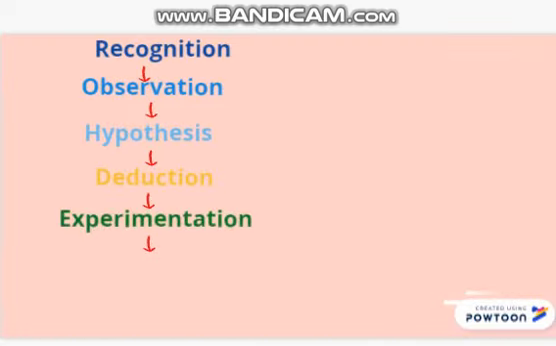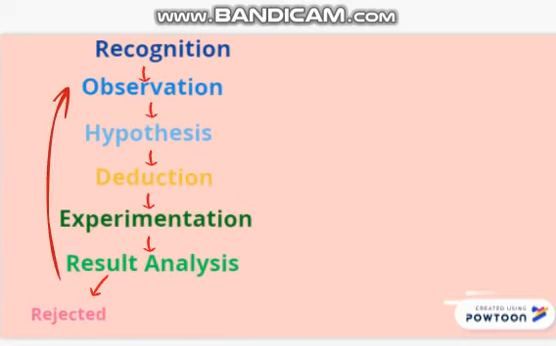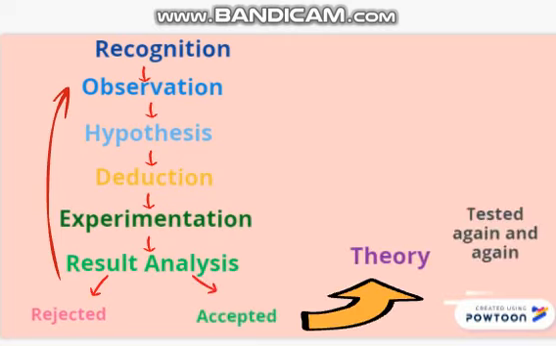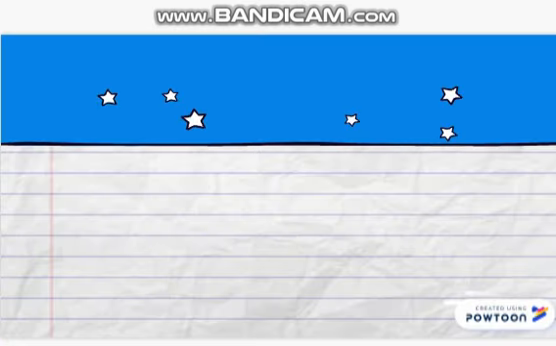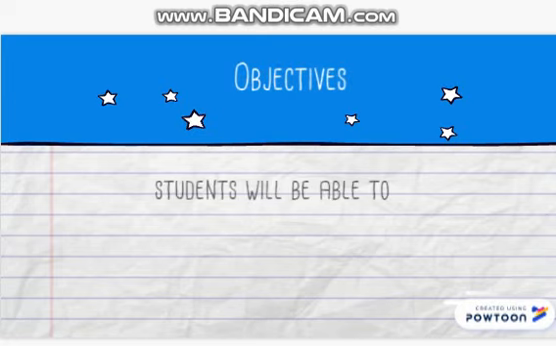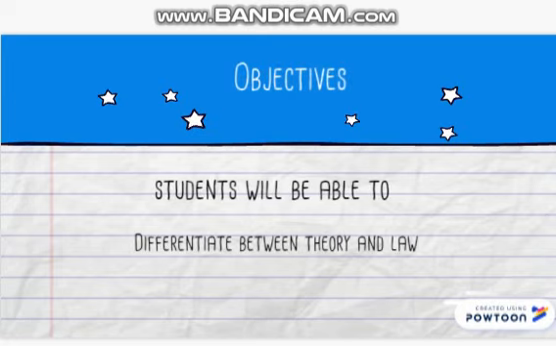If a hypothesis after experimentation and result analysis is rejected, then we have to make the observations again. But if that hypothesis is accepted, then it becomes a theory. And then that theory is tested again and again and it becomes a law. This is what we are going to study today: theory, law, and principle. And our objectives are: students will be able to differentiate between theory and law.